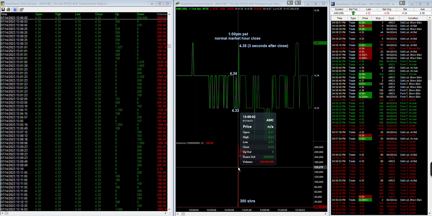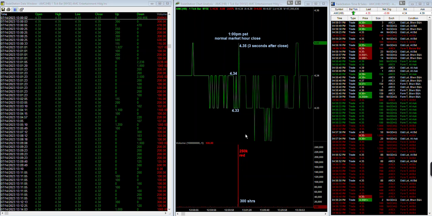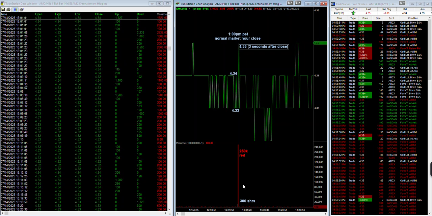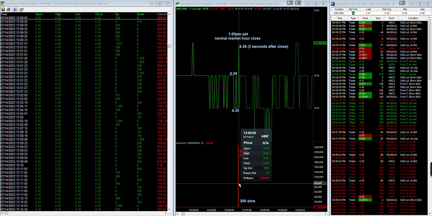1 o'clock and 2 seconds. You get this 250,956 volume print, and all it is able to do is move the stock from 434 down to 433 in this range. Then, 3 seconds after the close, you see this spike, not only recovering that 1 penny range from 433 to 434, but spiking up to 435 on a whopping 300 shares.